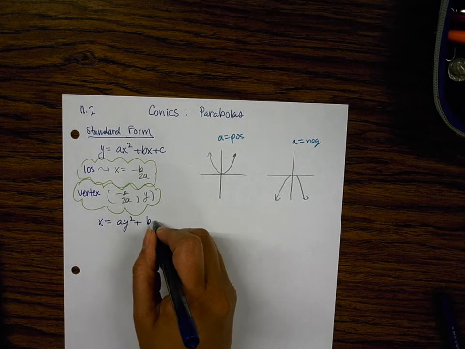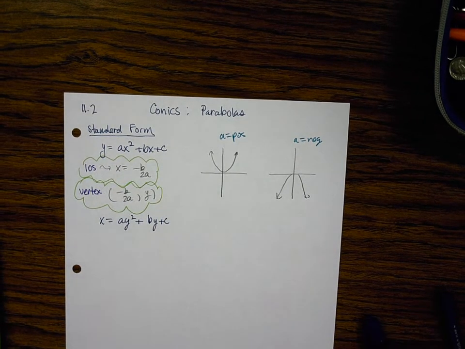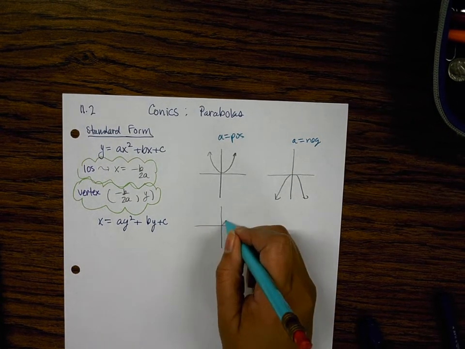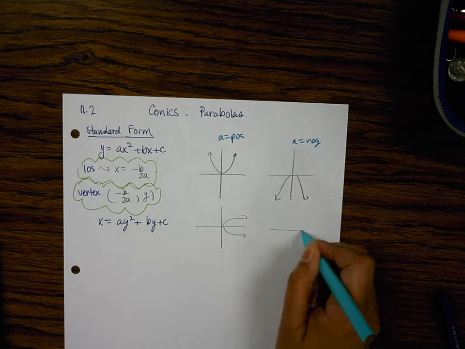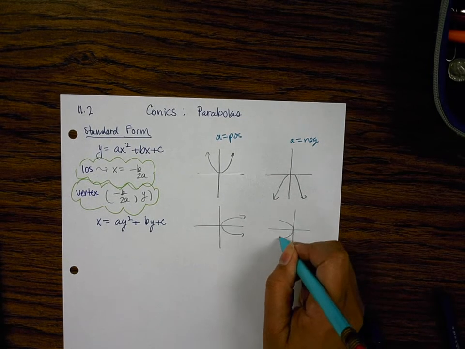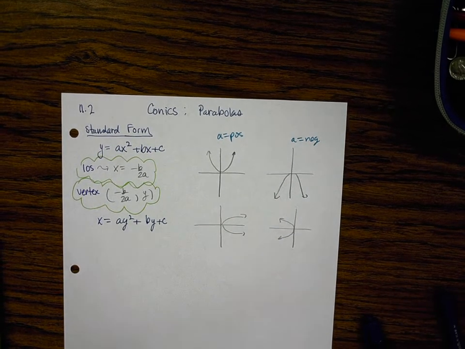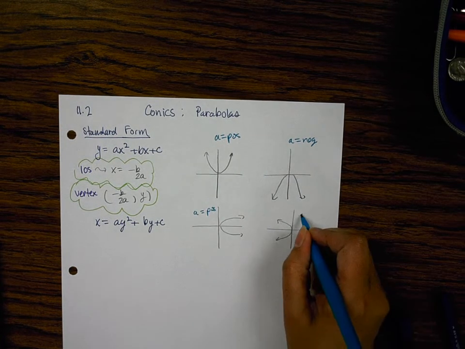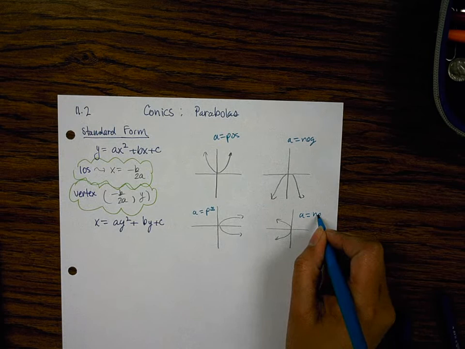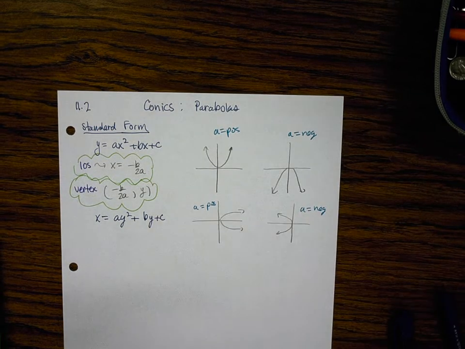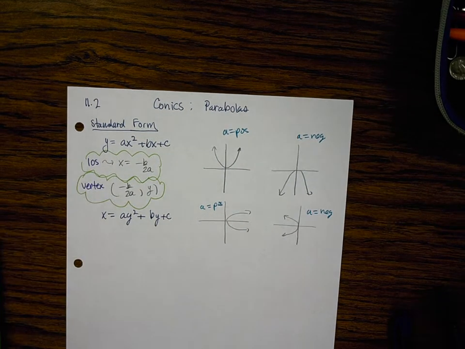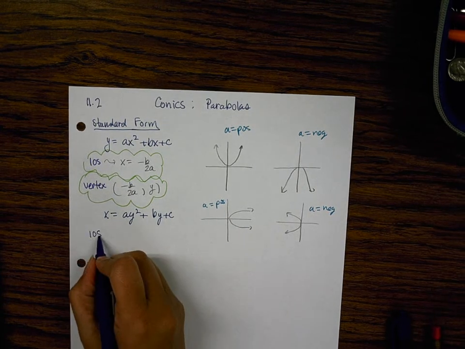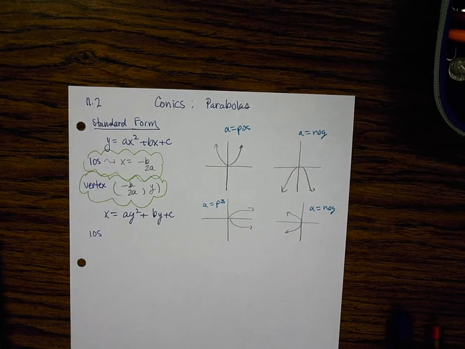Okay, this next piece is what you learned new last year. X equals ay squared plus by plus c, which are parabolas that open sideways, either right or left, depending on your a value. The first one here is if a is a positive value, and this one here is if a is a negative value. Again, you didn't do this one in Math 2, this was new for you guys last year.